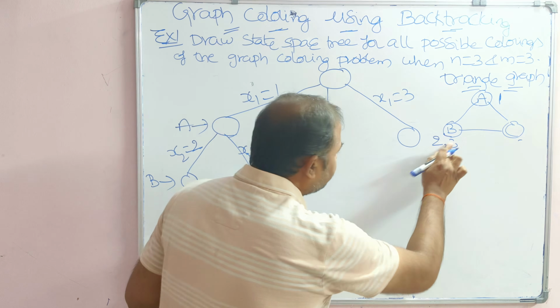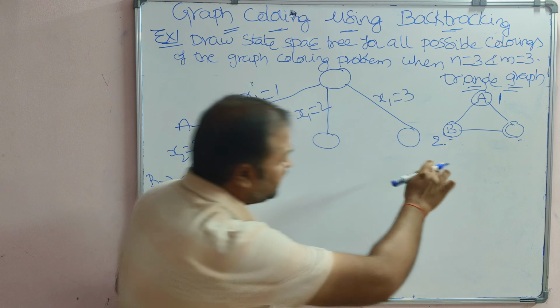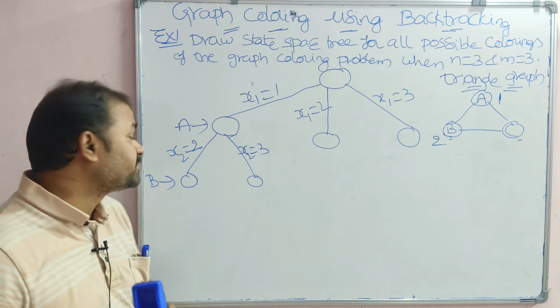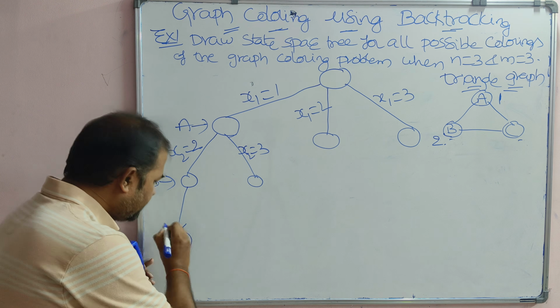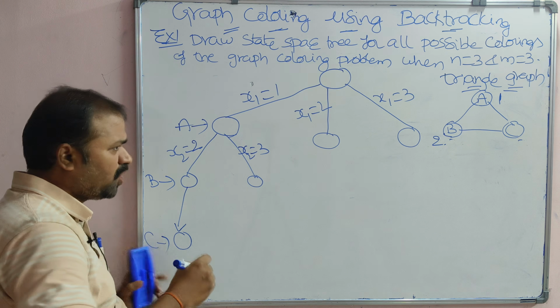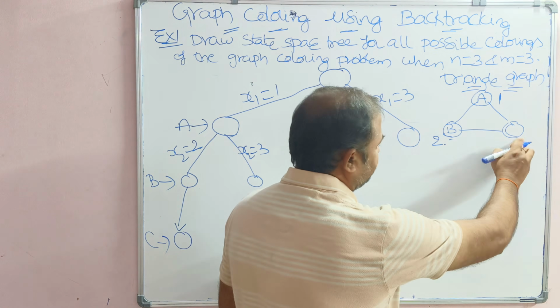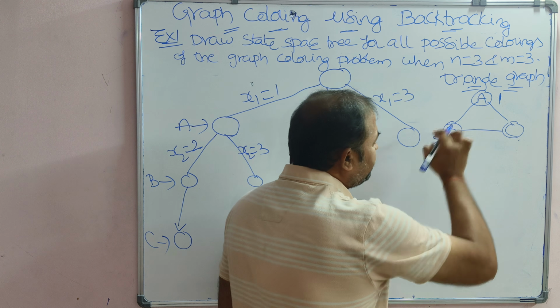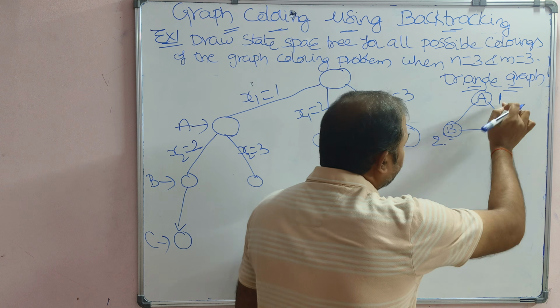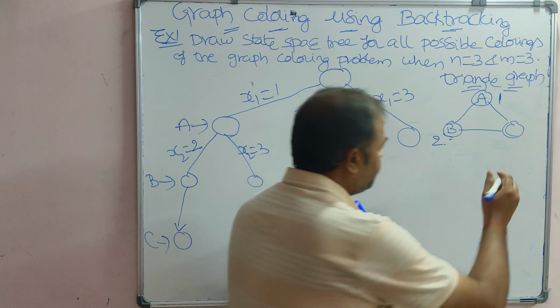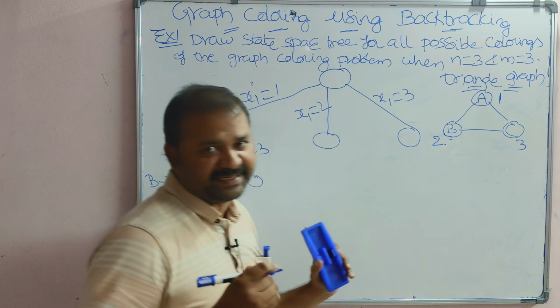Let us assume that we use second color for coloring vertex B. Now let's focus on vertex C. So how can we color vertex C? We can't use color 1 and color 2 for coloring vertex C. Why? Because these two are adjacent colors. So we can use color 3.